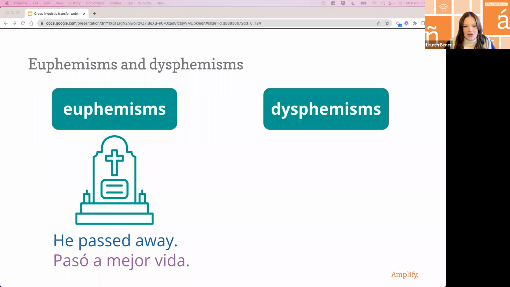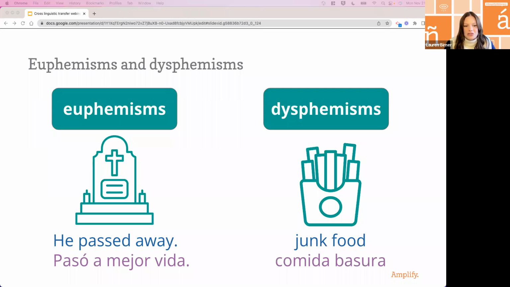In contrast, though, both languages also use phrases to disparage things. So in English, we call fast food junk food, and in Spanish, we call it comida basura, or literally translated, garbage food.